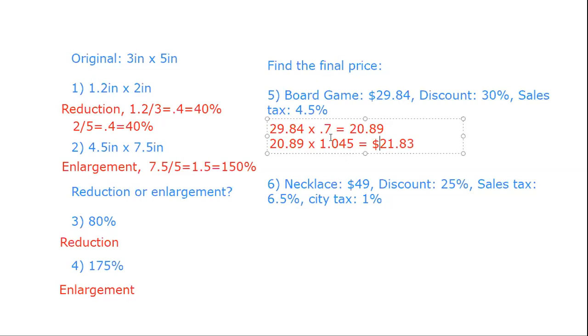Wait, where would you get the 1.045? The tax is 4.5%, right? So that's 0.045 as a decimal. Now, instead of having to multiply it and then add the original price on, what we're going to do is add 1 to it. So you get 1.045. The 1 is just shorthand for saying you're adding the whole original to it.